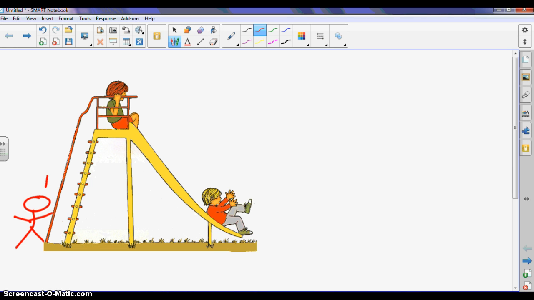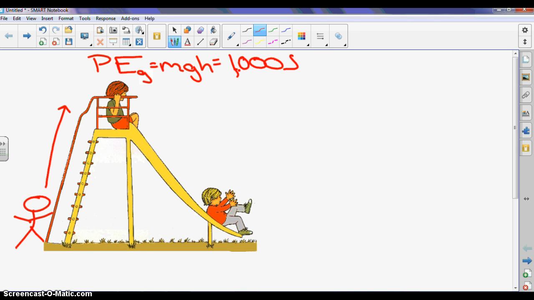As they climb up the stairs, they would be doing work against gravity, lifting themselves, and now they have gained gravitational potential energy. We could calculate that gravitational potential energy by doing mgh. Let's make up a value here: 1,000 joules of gravitational potential energy at the top of the slide.